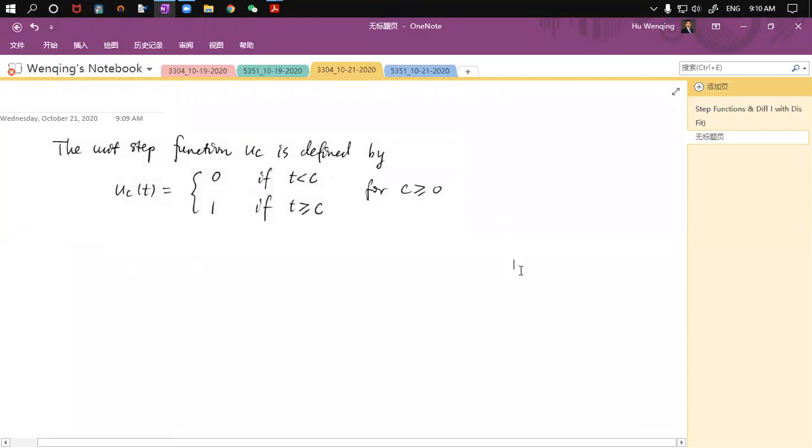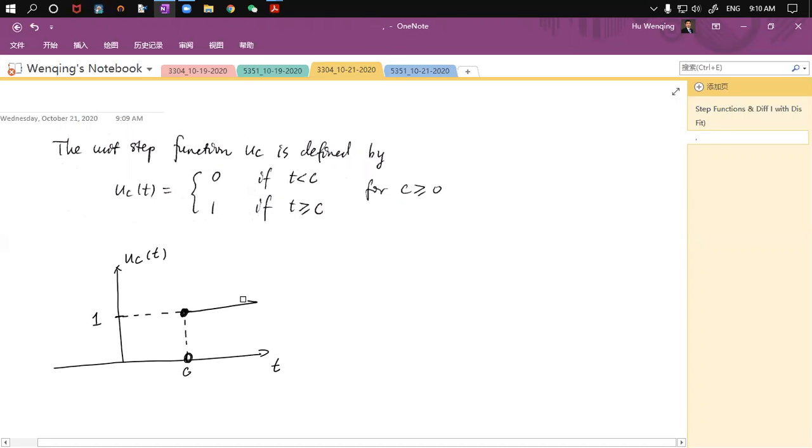This unit step function is defined to be 0 if t is less than c. If you draw a picture of this unit step function, you're going to have the following picture: the function is equal to 0, and there is a c. It is equal to 0 if t is less than c, and it is equal to 1 if t is greater or equal than c. So that's a function of t.